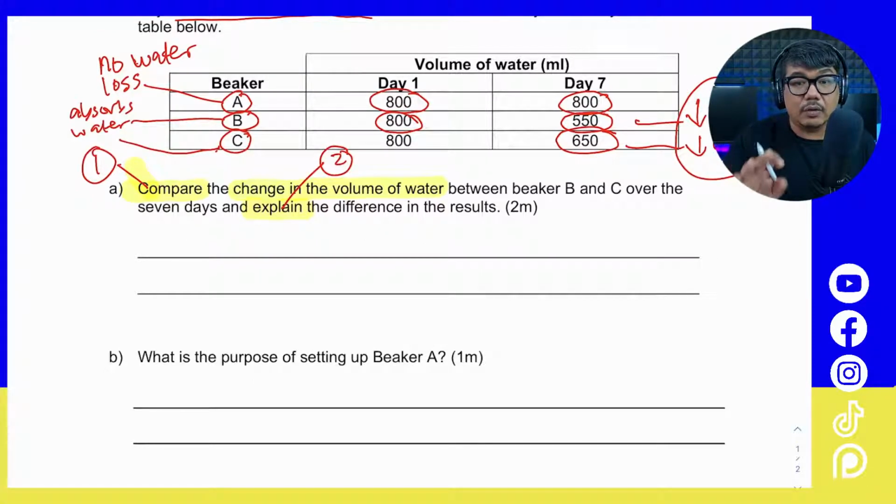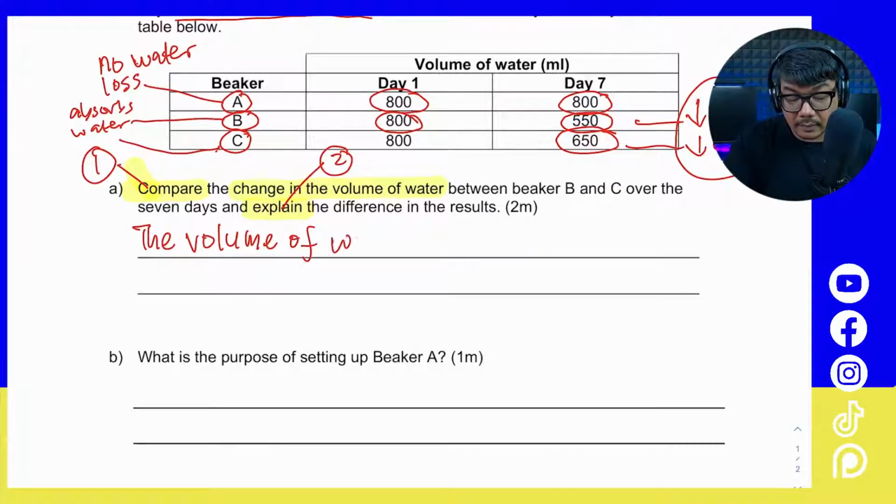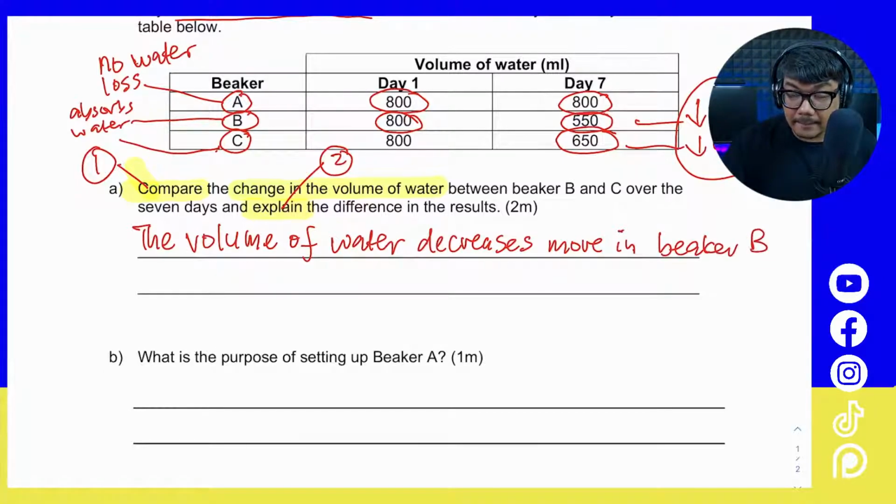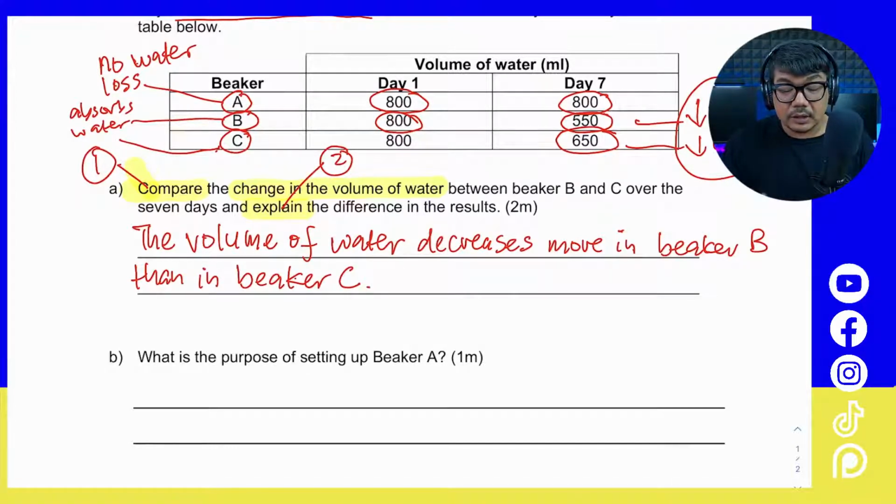In this case, we already know, all right, so let's answer that. The volume of water decreases more in beaker B than in beaker C. Full stop. So that would have answered the first part of the question. All right. Now, then we move on to explain. Now I have to explain why this is happening.